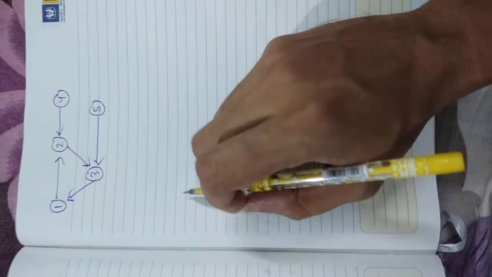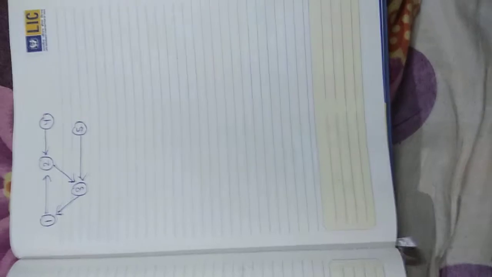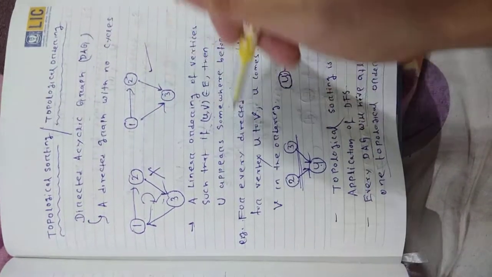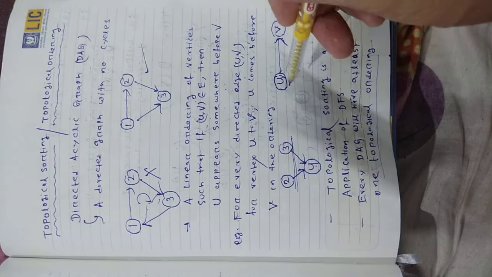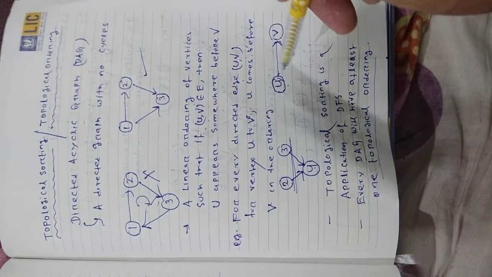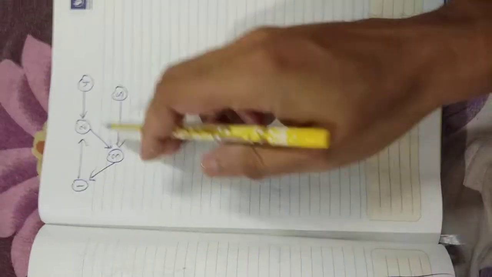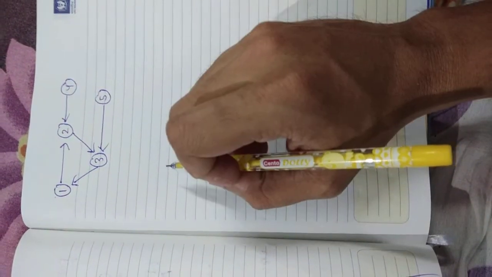So see, we have already discussed that for topological sorting, it is a directed acyclic graph, and a dependency is maintained. Suppose u to v is an edge, then in the topological order u comes before v. So here if you apply the topological sorting, then what is the result?